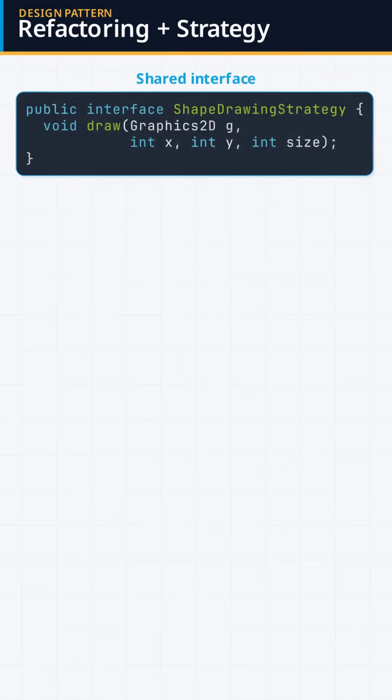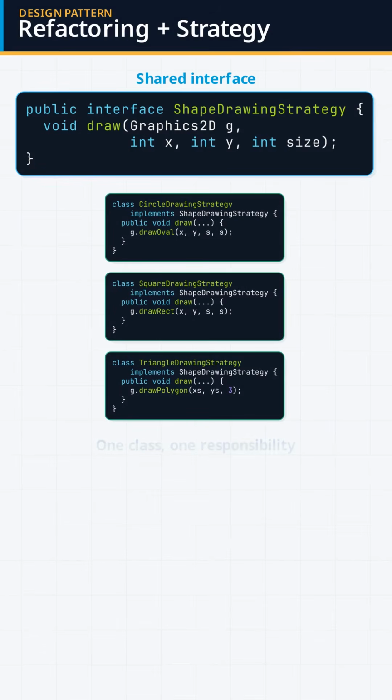With the strategy pattern, we move the drawing behavior into separate strategy classes. First, define a common interface called ShapeDrawingStrategy. Then each shape gets its own implementation: circle, square, and triangle. Canvas only holds a strategy object and calls draw.